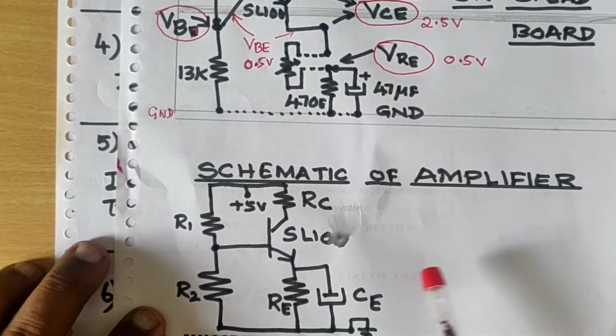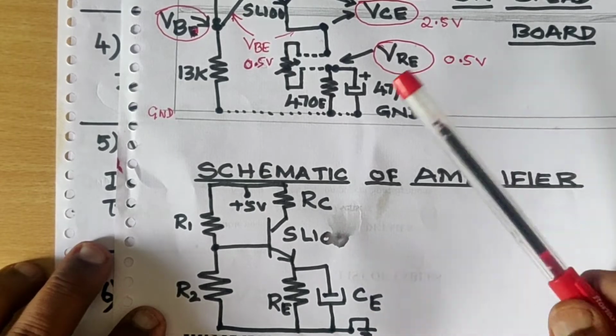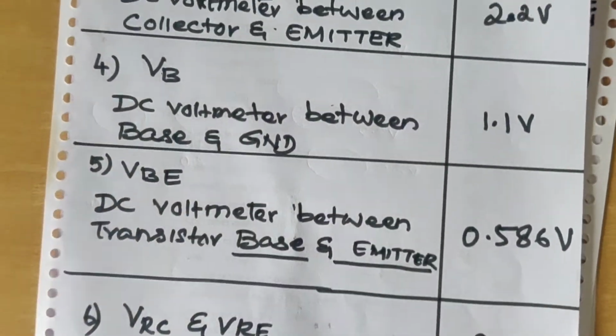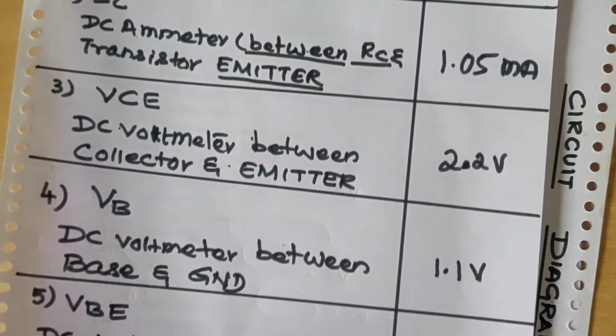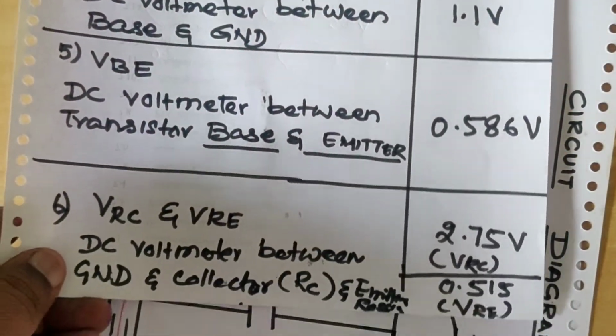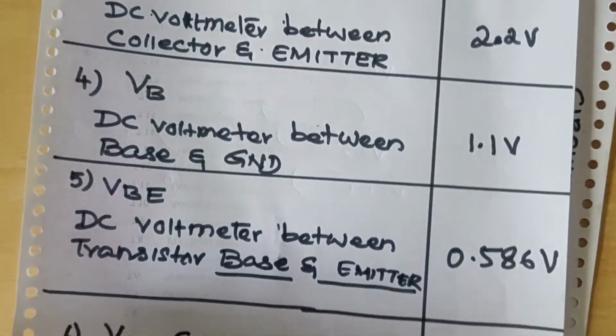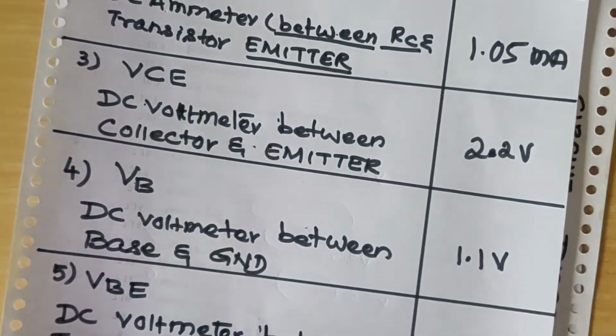Now we got the readings. DC voltage is exactly the same according to this chart. So go through it and tabulate it, and let us see practically how we are going to do this one.